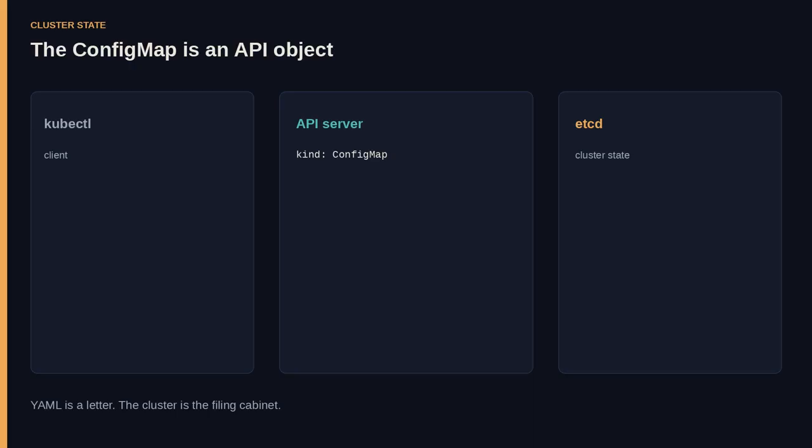A properties file on disk is private until someone copies it. An API object is cluster state. Anyone with the right tools can list it, describe it, or change it. Visibility is a feature until it is a leak.